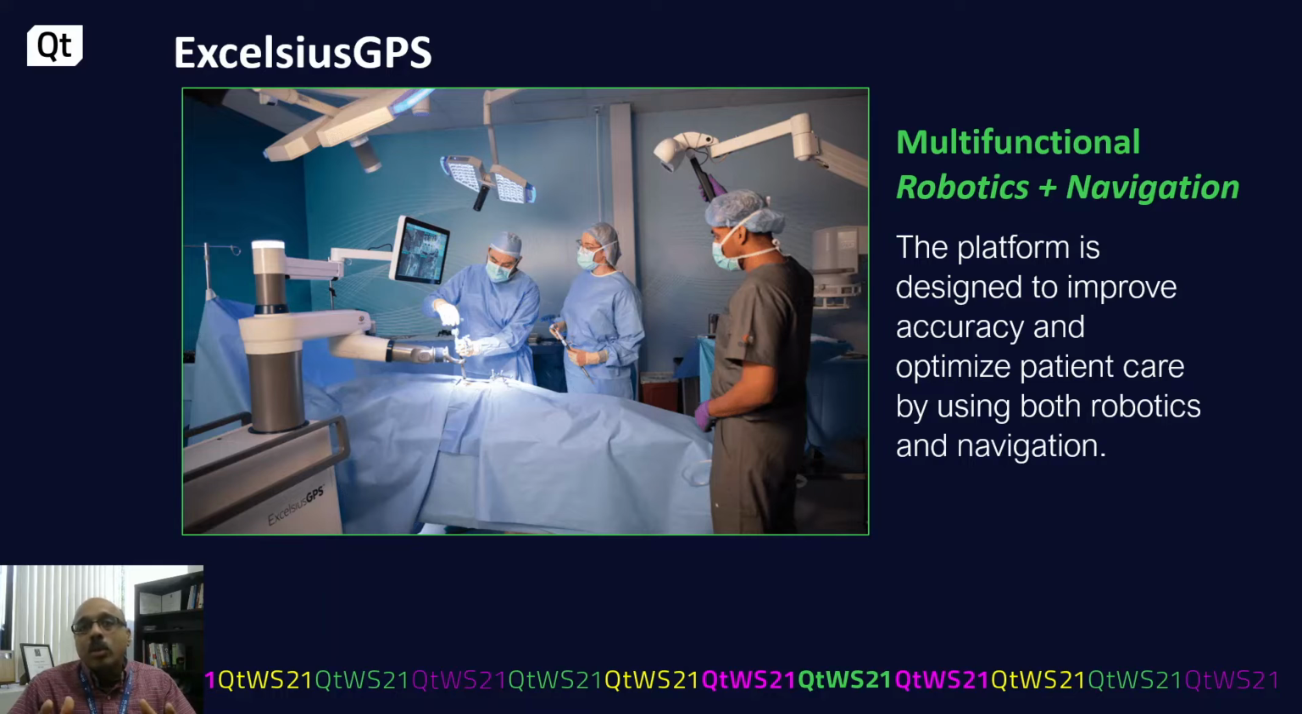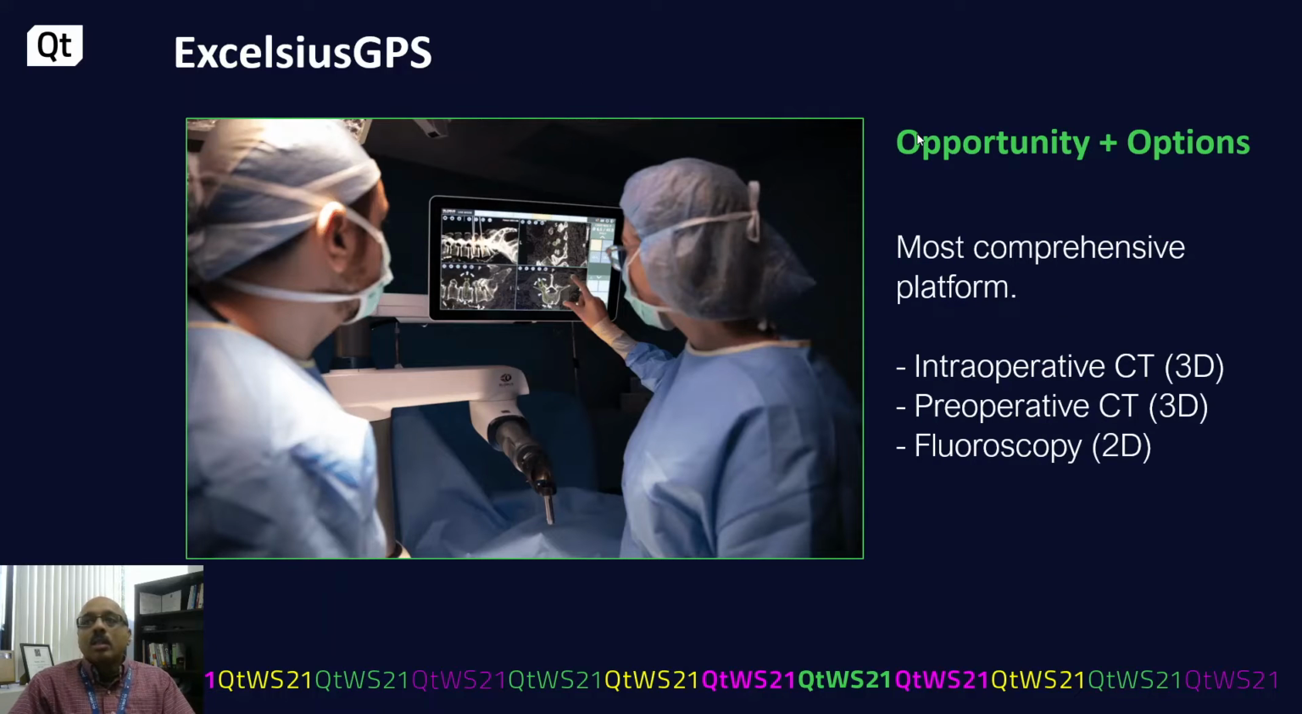So this was the first robot to combine navigation with robotics. This also has the most comprehensive imaging support. Our robot can accept images not just from our Excelsius 3D imaging system, but it has been doing it for a number of years from all other imaging systems as well that can be used intraoperatively. We use our own registration fixtures to allow us to do that.